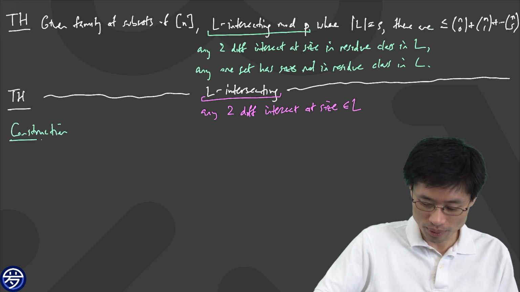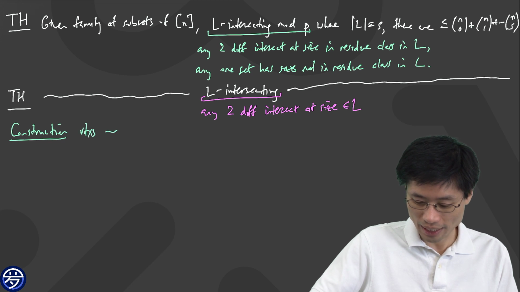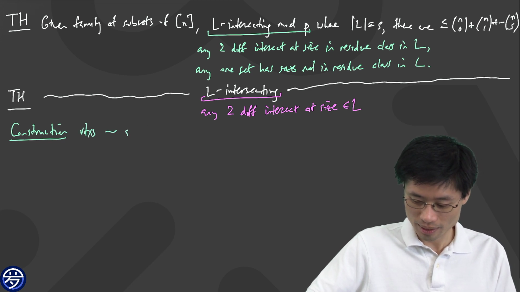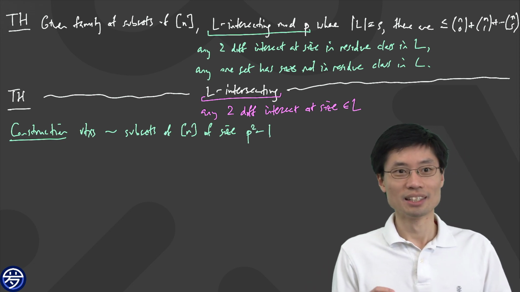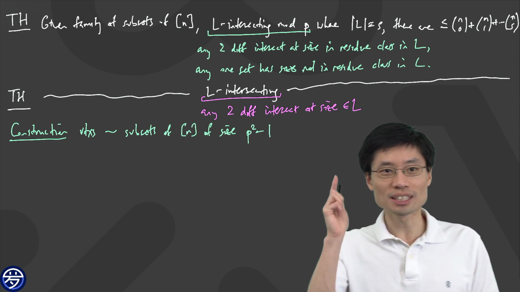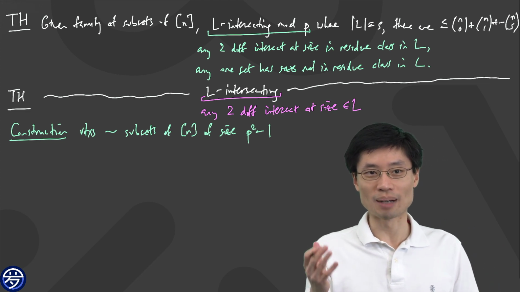Construction: what we'll do is the vertices are subsets of [n] of size exactly equal to p squared minus 1. So what can we do? Yes, force the intersections to not be minus 1 mod p.